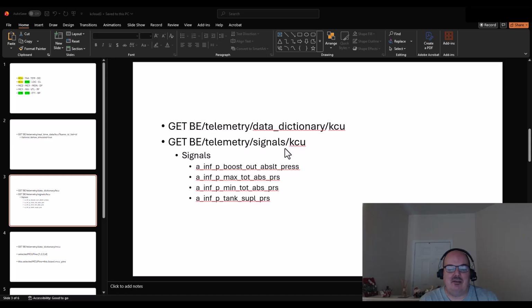Then it looks like there's a max total absolute pressure, minimum total absolute pressure, and a tank pressure of some sort. That's the only thing, because I'm still trying to figure out what the KCU really is and does, but it looks like part of it is dealing with pressure.